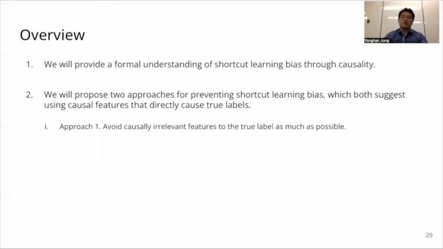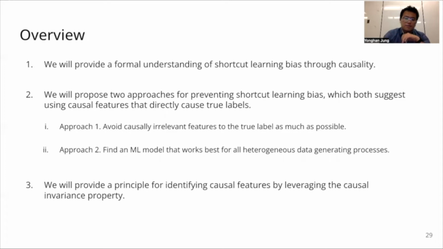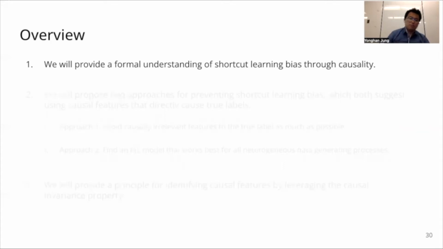And the two approaches are the following. The first approach is to avoid features causally irrelevant to the true label as much as possible. And the second approach is that we have to find the machine learning model that works best for all heterogeneous data generating processes. And finally, we will provide a principle for identifying causal features by leveraging the causal invariance property.